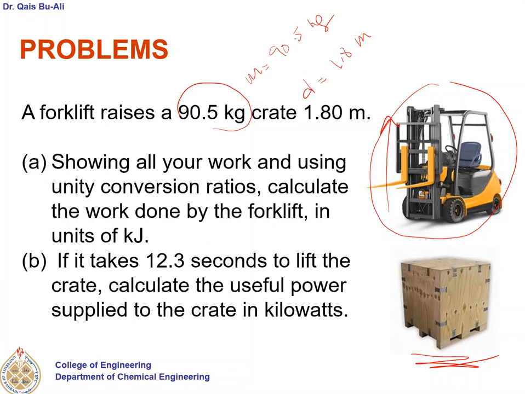Showing all your work using unity conversion ratios, calculate the work done by the forklift in units of kilojoule. So now I want the work in kilojoules. Showing all your work using unity conversion ratios, calculate the work done by the forklift in units of kilojoules. So how to do this? We have to think, as I said.